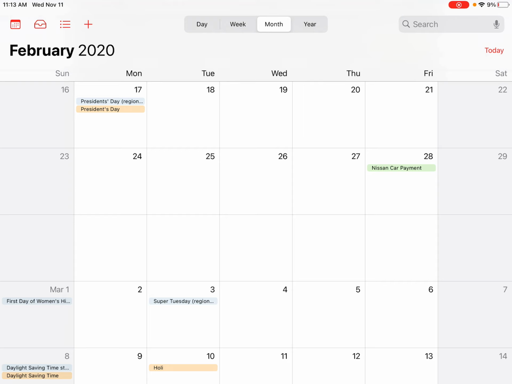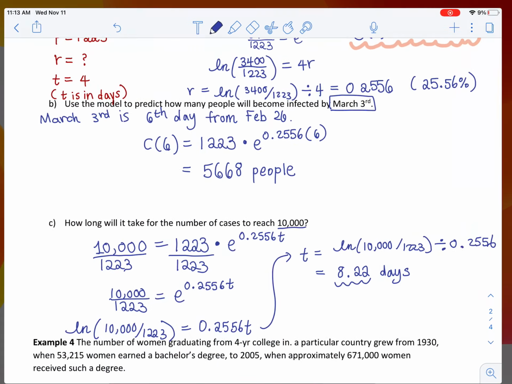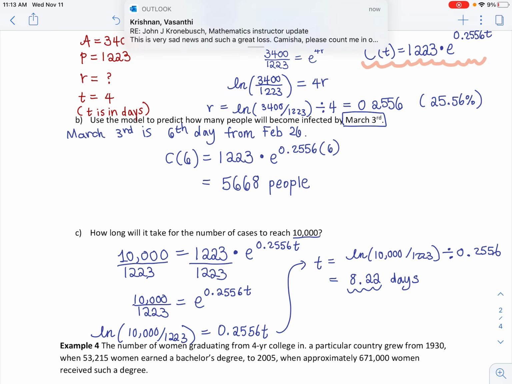So let me go into my calendar and see. 1, 2, 3, because coronavirus doesn't take Saturdays and Sundays off. 1, 2, 3, 4, 5, 6, 7, 8. Around March 5th. That sounds so short. But that is what it is. That is what it is, really. Wow. This is very fast.